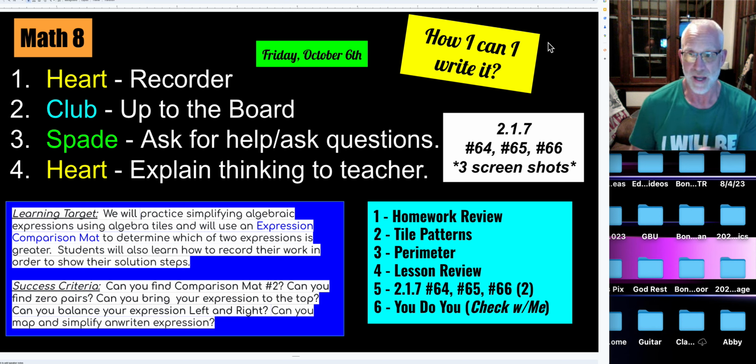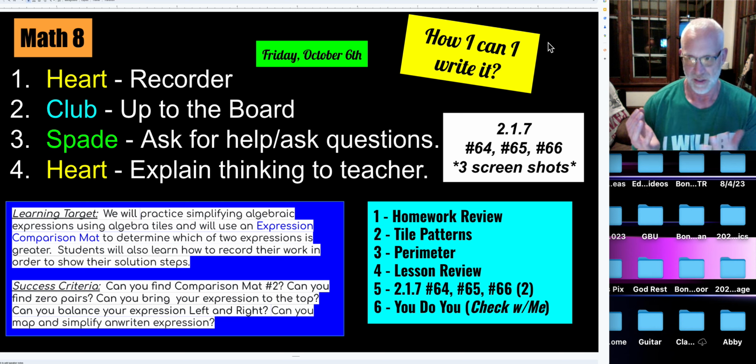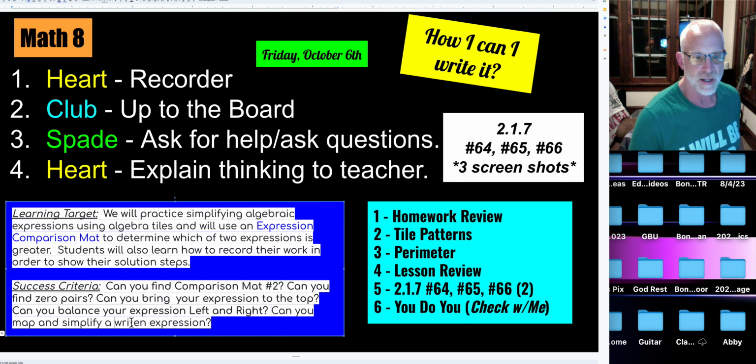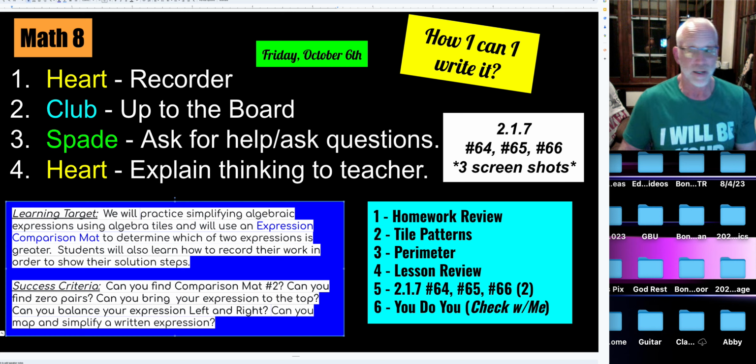And the new one that we added yesterday was, instead of looking at a mat with all the tiles laid out and then we balance, can you look at an expression and simplify a written expression? So if you looked at something like 3x minus 2 opposite negative 5 plus 3 parenthesis plus 1, can you find out first what that looks like on the mat, and then can you balance it and simplify it? So that's what we want to do today.